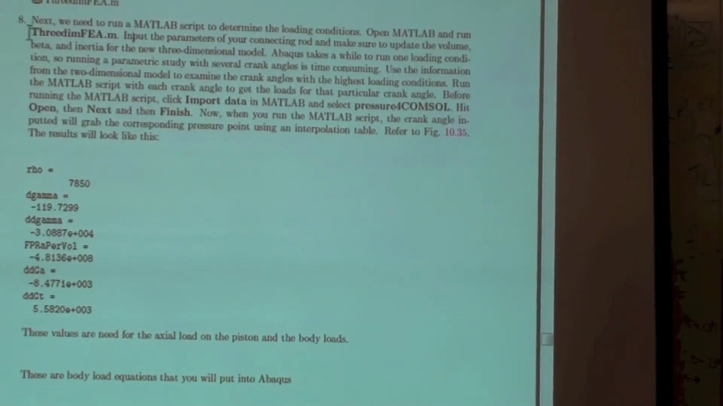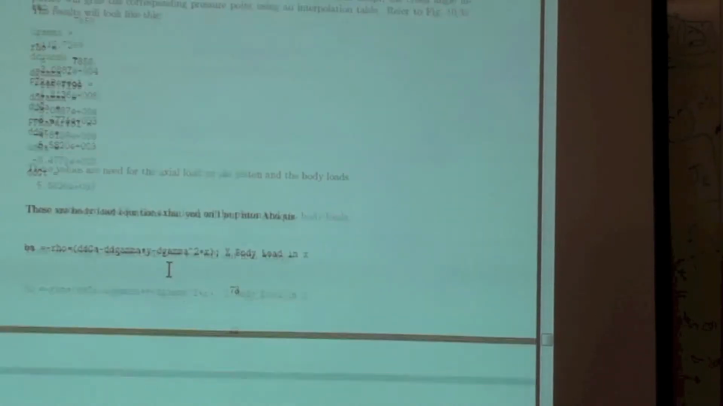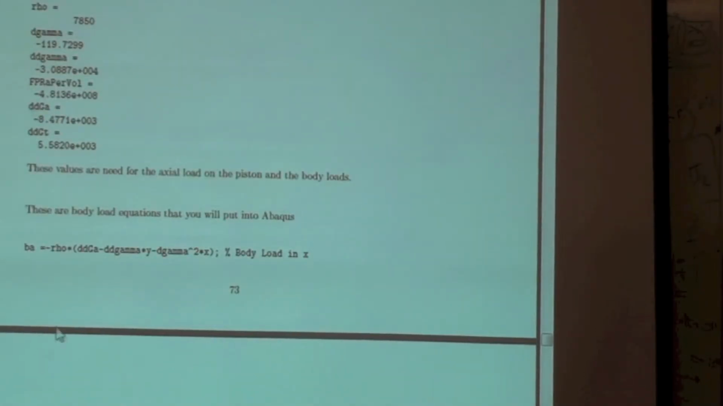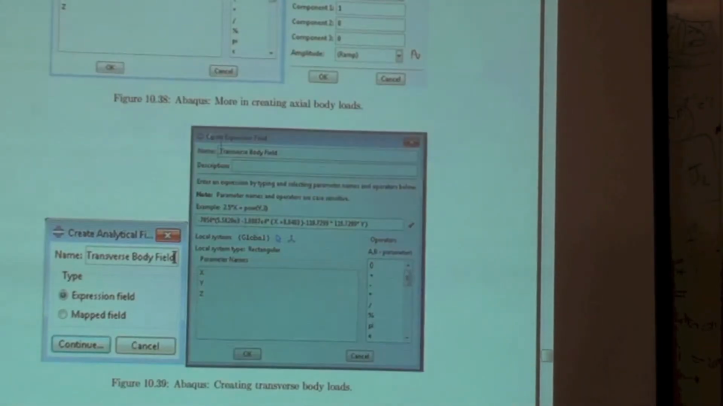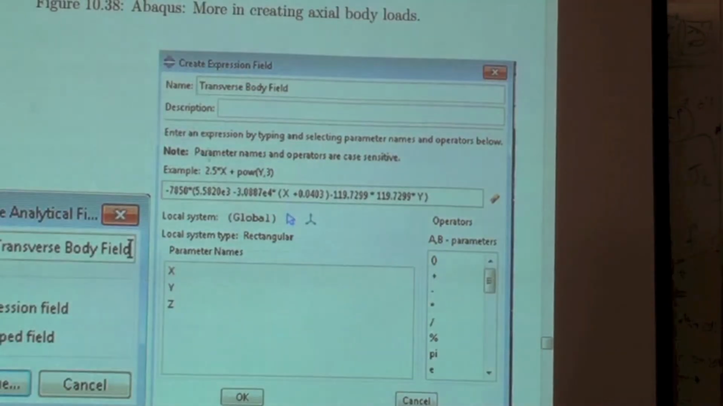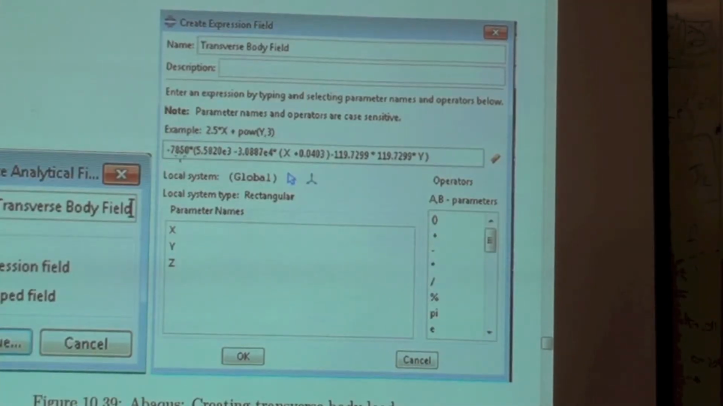So all you do is you run this M file, and you put in the crank angle that you want to check for, and it will give you this data. And then you just take this data and you write the body load equations like this manually. So you can see that here, if I zoom in on this, in the screen where I had this expression field, I just wrote this equation in manually. The only variables are x and y, the positions of your global coordinate. So the output from that would be the body load at each node. Yeah, exactly. So this will calculate the body load at each node.